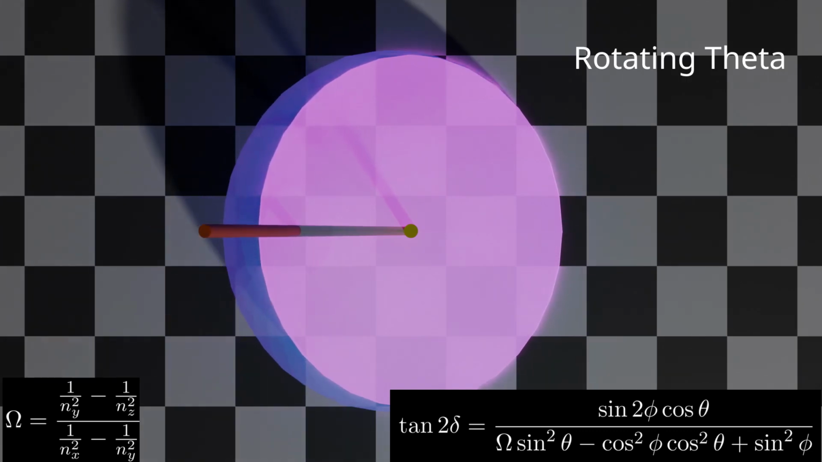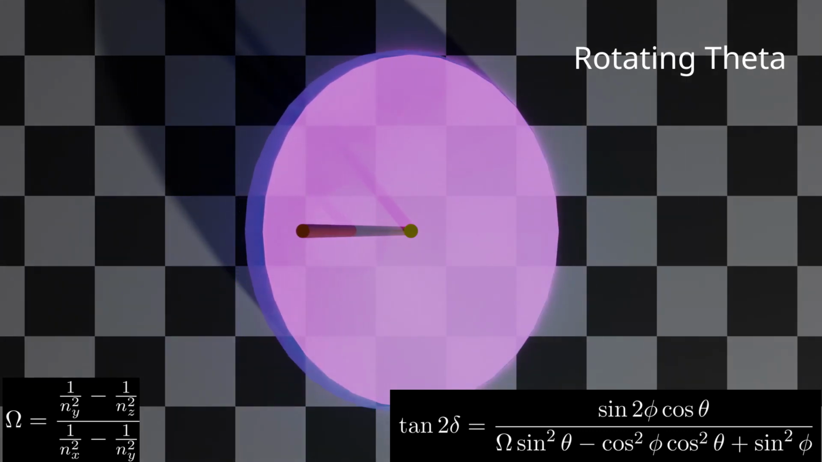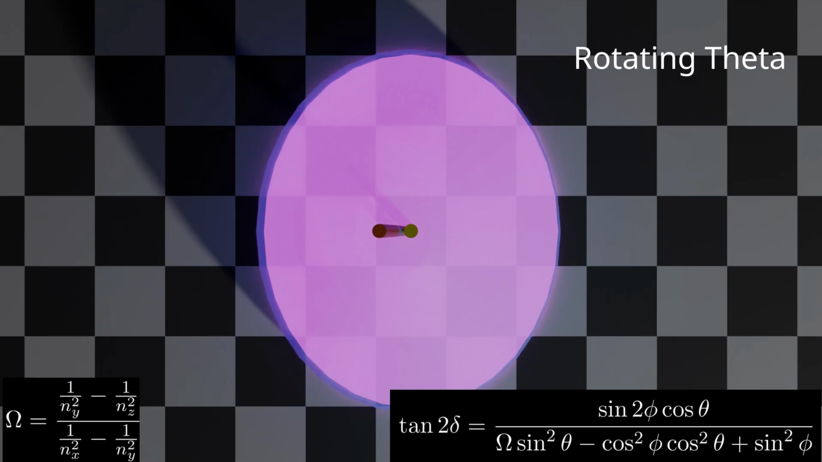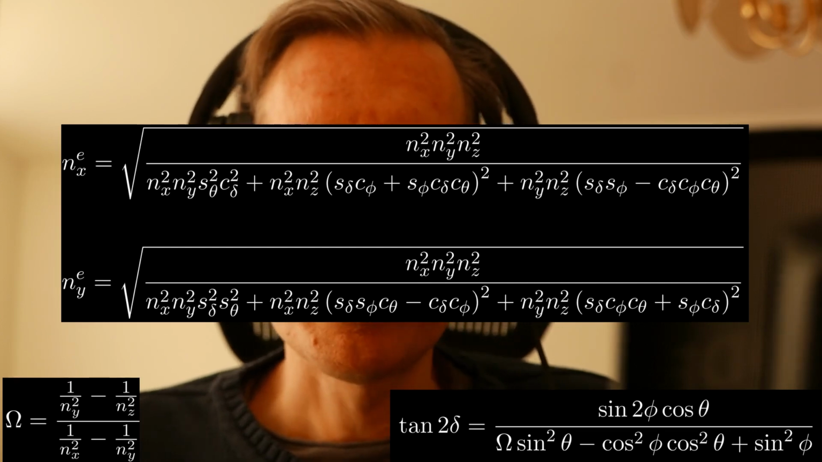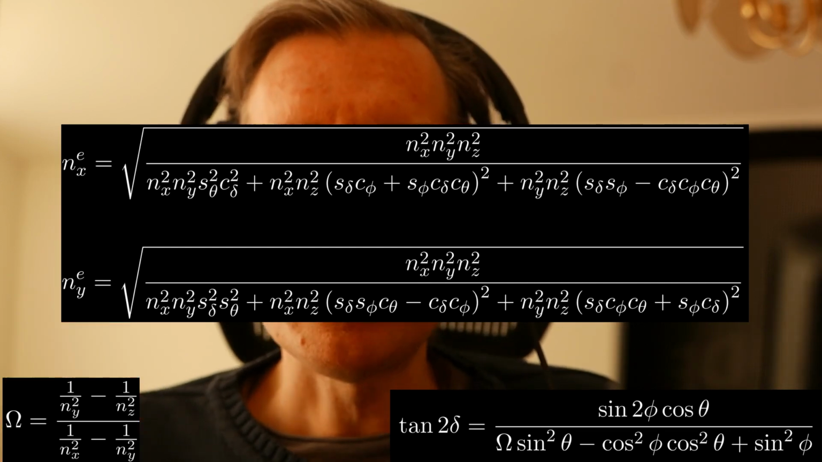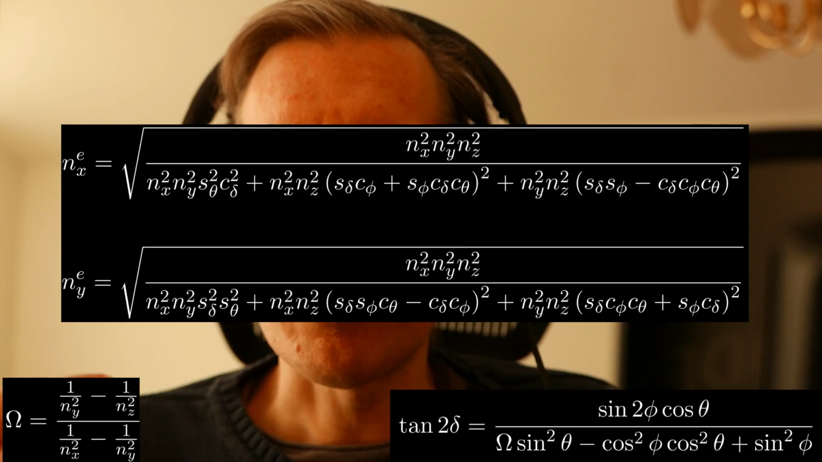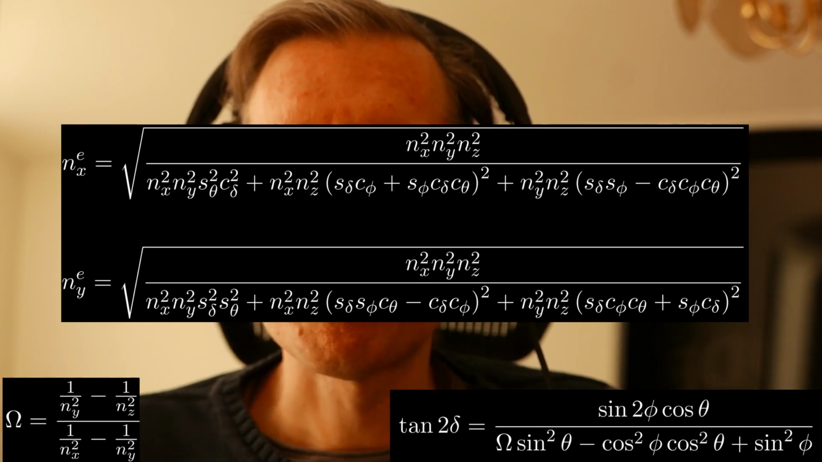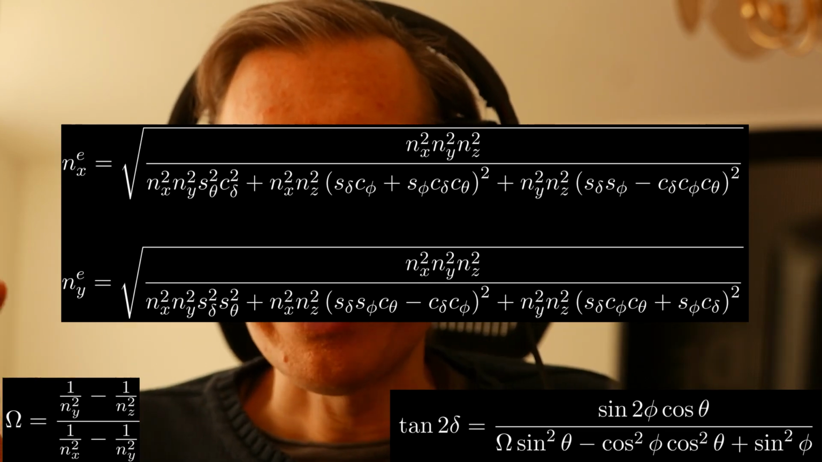For now, I'll just say that the angle delta that zeroes the off-diagonal elements is given by this expression here. With that in mind, we can write expressions for the 2 effective values of refractive index, which are these 2 equations, and together with the angle delta, we can define our refractive index ellipse. One last bit of complication before we finish.